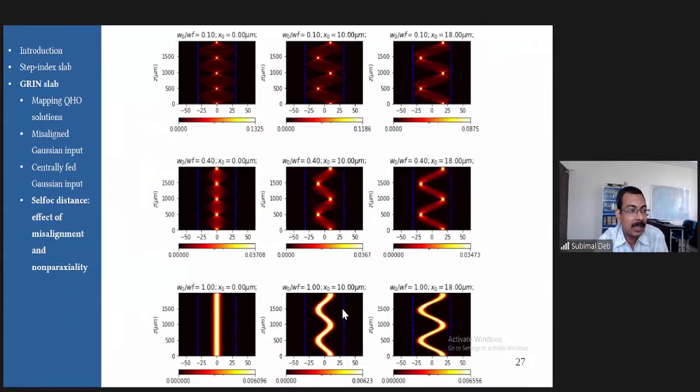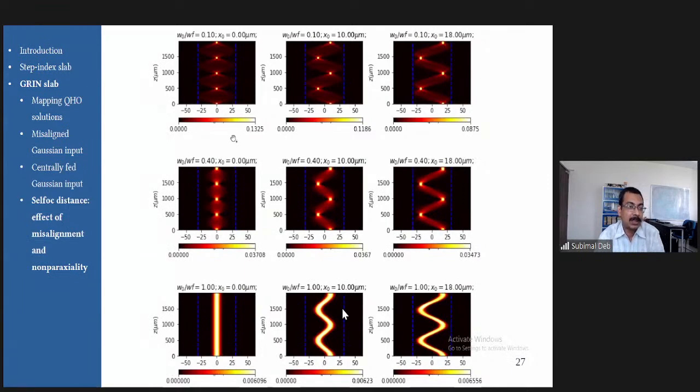Now these are things which one is already familiar with in literature, but if you look very carefully and compare the figures on the extreme left and the extreme right, especially the ones on the first two rows, then you would see that the self-focusing point in the case of this highest misalignment has come down a little compared to what it was in the case of the perfectly centrally fed input.